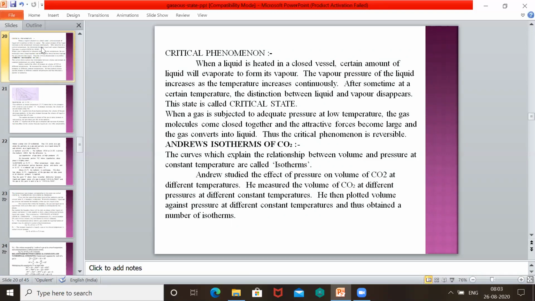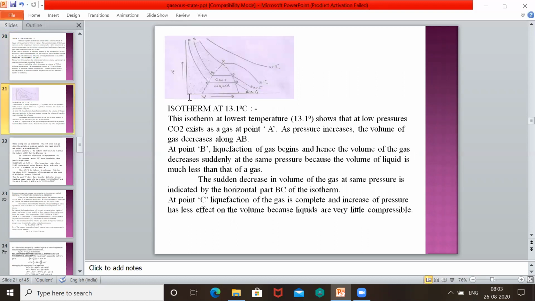Andrews studied the effect of pressure and plotted the graph. These are the graphs. This is pressure and this is volume. As we move closer, volume decreases; as we move up, pressure increases; and as we move away, volume increases. At different temperatures, he drew the plots. First, he took 13.1.